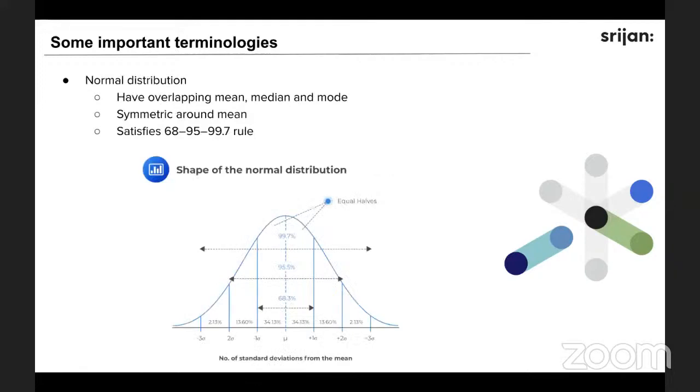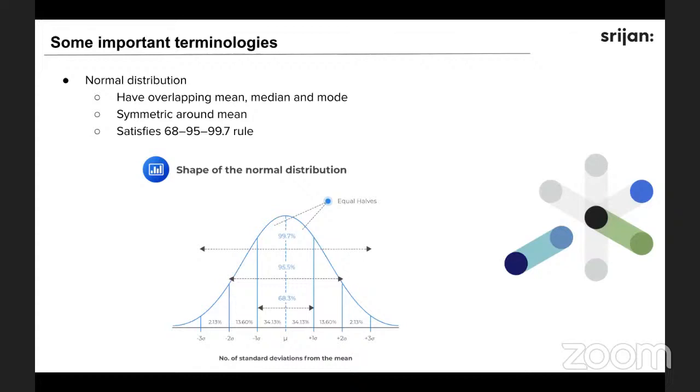Then another thing is the normal distribution. I think most of you are already familiar with these concepts, but I just wanted to reiterate. A normal distribution is basically a distribution where the mean, median, and mode all overlap with each other. Here in the figure, we see the mean, median, and mode all overlapped, and we have a symmetrical feature here.